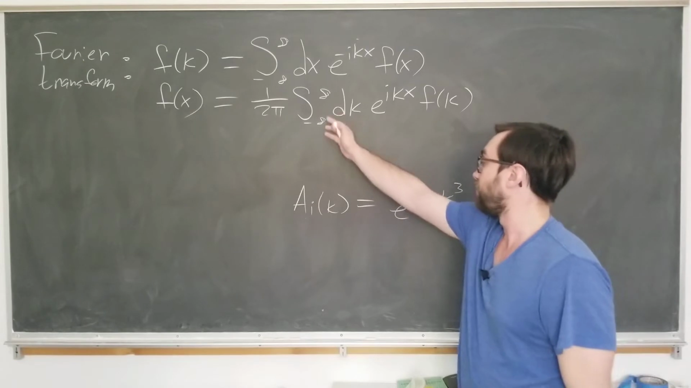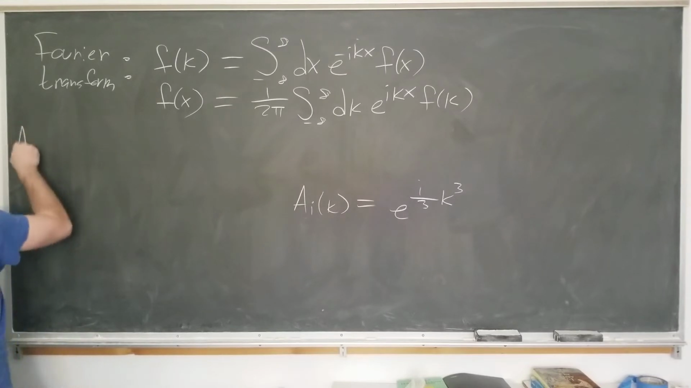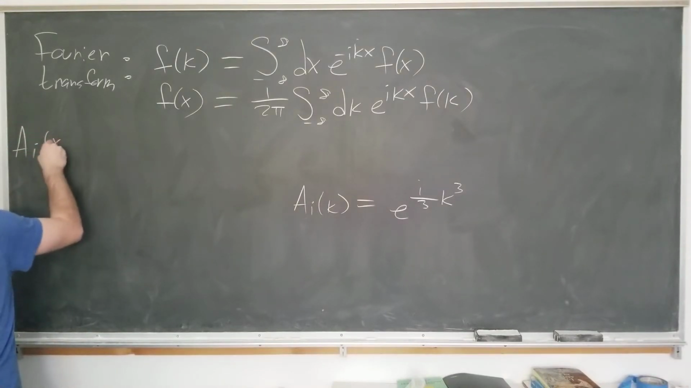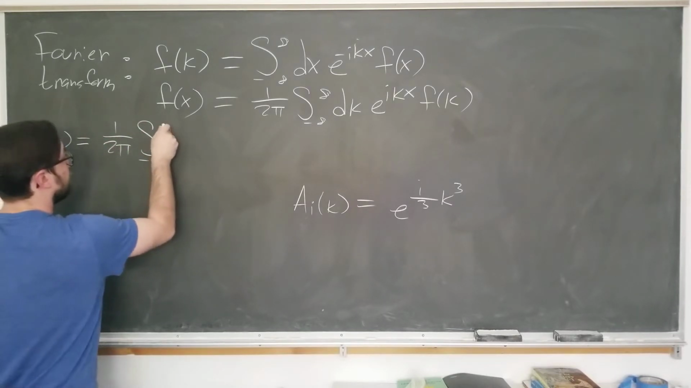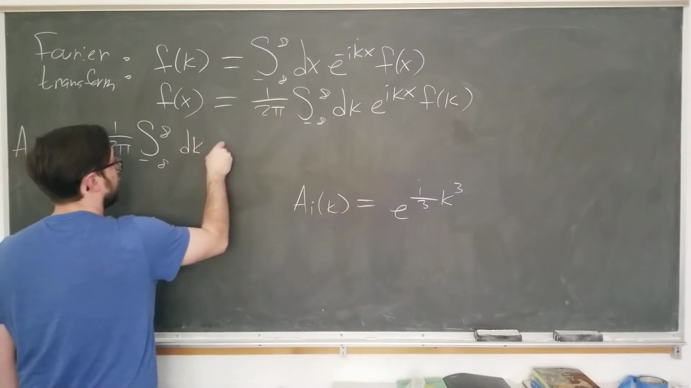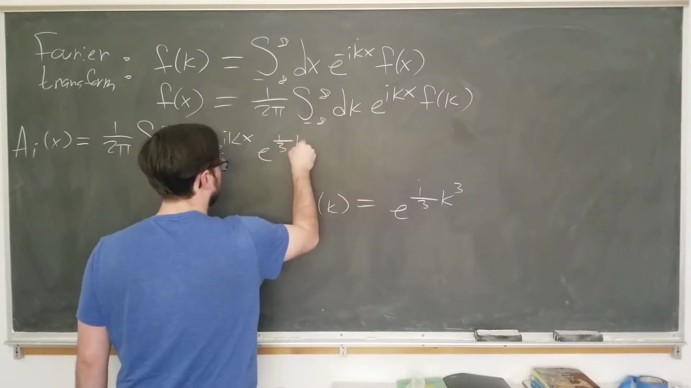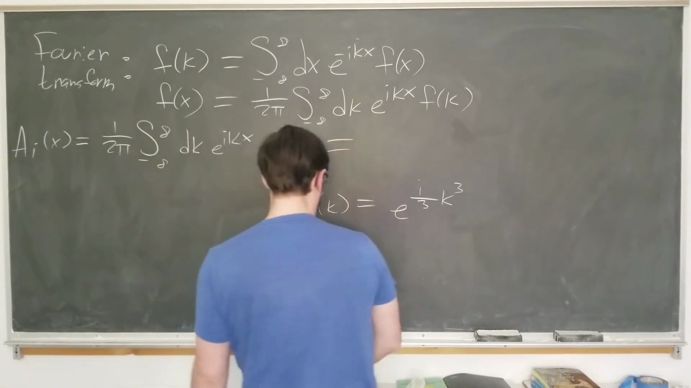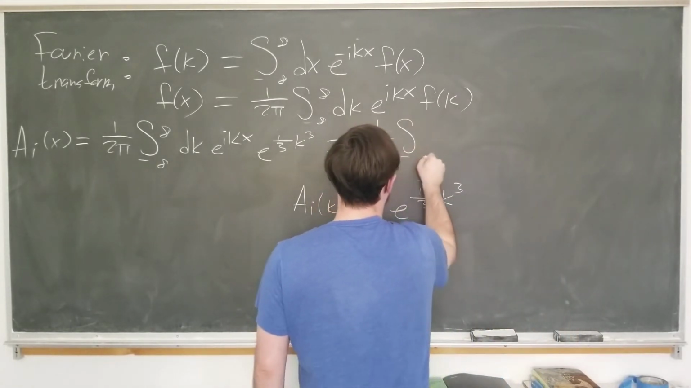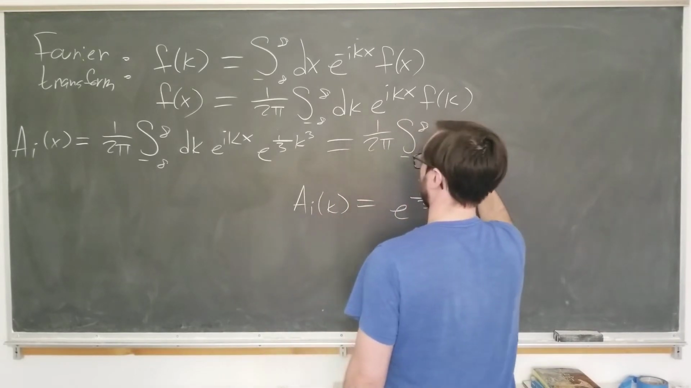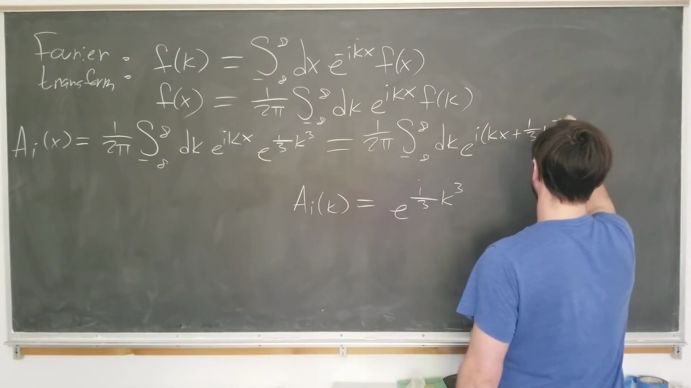And let's apply the inverse Fourier transform to our expression here. Pretty straightforward. So we have Ai of x is just then 1 over 2 pi integral from minus infinity to infinity with respect to k, e to the ikx, e to the i over 3 k cubed, which we can obviously combine as e to the i times kx plus 1/3 k cubed.